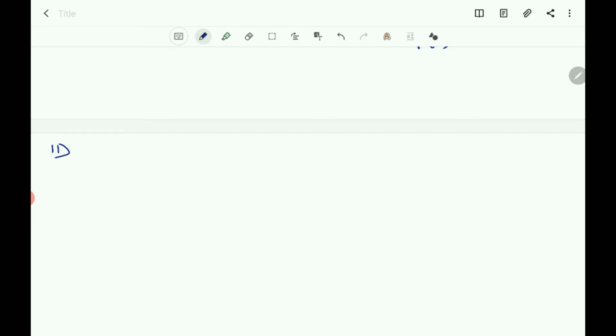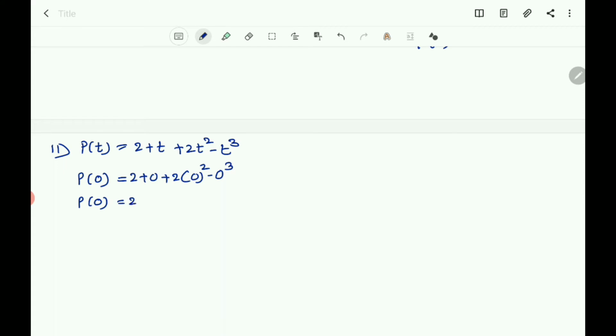Second polynomial, that is P of t is equal to 2 plus t plus 2t square minus t cube. Then first one, P of 0. P of 0 is equal to 2 plus 0 plus 2 into 0 square minus 0 cube. In the place of t we have to put 0. So then P of 0 is equal to 2 plus 0 plus 2 plus 0, 2 into 0 is 0.